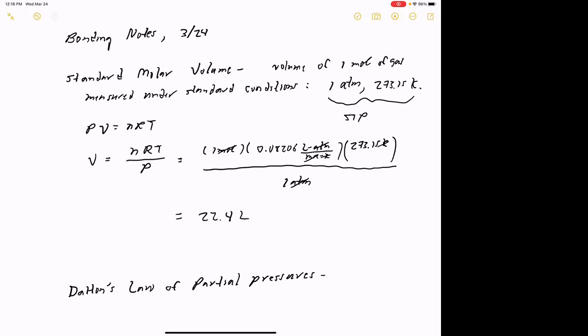Okay, any questions about that? And you'll see problems in Chem 101. I think, matter of fact, there's 1 or 2 in today's practice that involve this as well. Everybody okay with that? Okay, good.